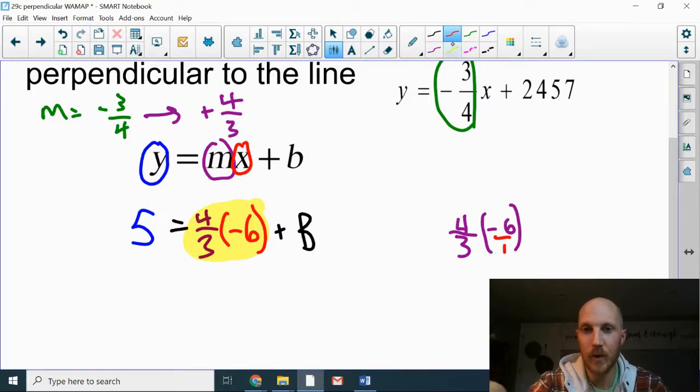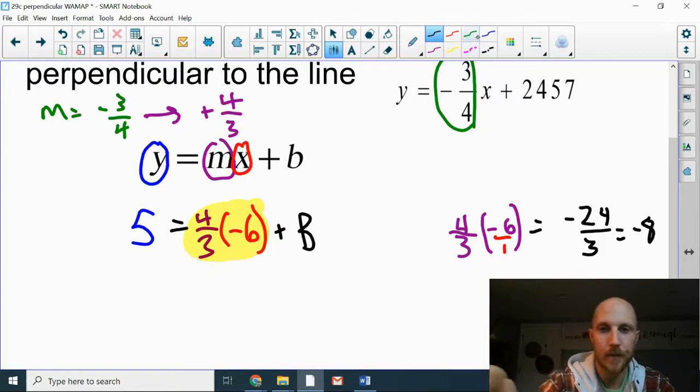4 times negative 6. That's going to give me negative 24. And then I'm going to multiply straight across the bottoms. 3 times 1. Or if I hadn't written that 1, then it would just be a 3 still. But 3 times 1 equals 3 either way. And then I can divide. Negative 24 divided by 3 gives me negative 8. So here's what I got. 5 equals negative 8 plus b.